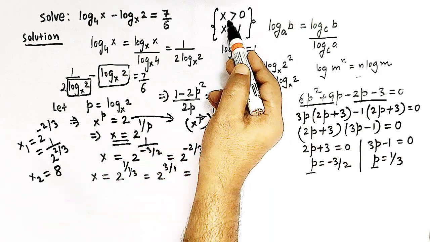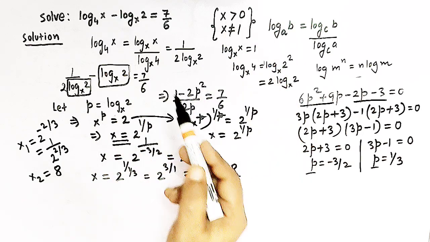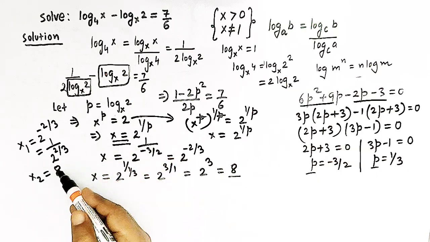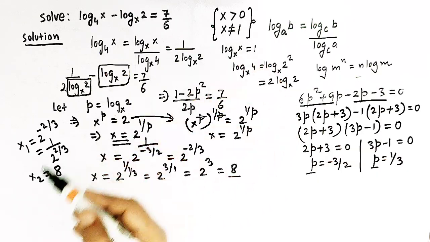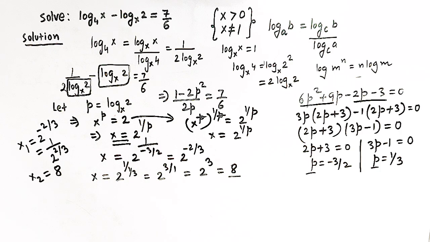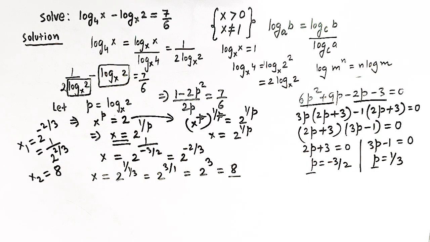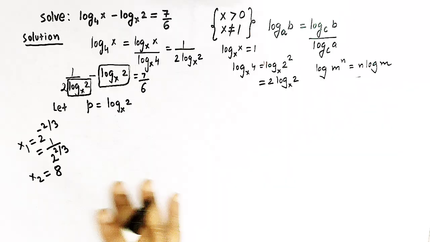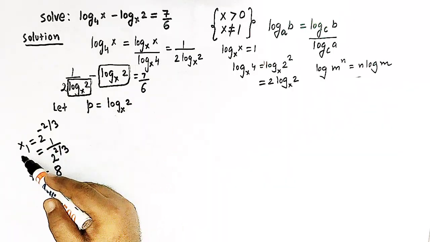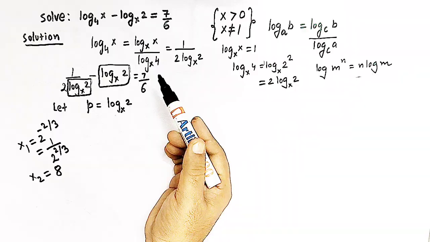and this value of x also satisfies these two conditions, that is x is greater than 0 and 8 is obviously greater than 0, and x is not equal to 1, that is clearly 8 is not equal to 1, right? So this is how we can solve these type of logarithmic equations. So now let us verify that these two values of x satisfy this equation, right?